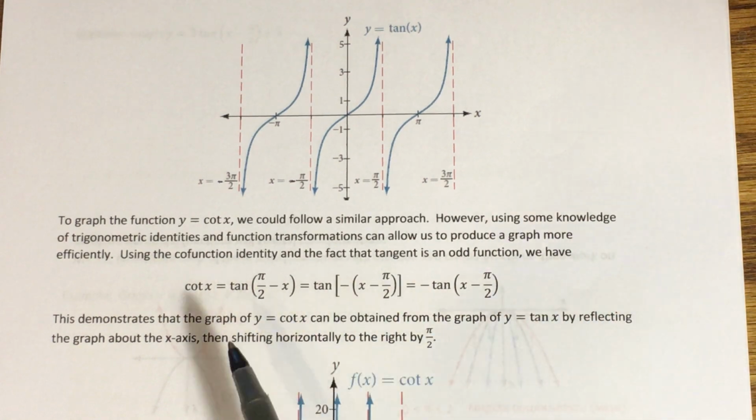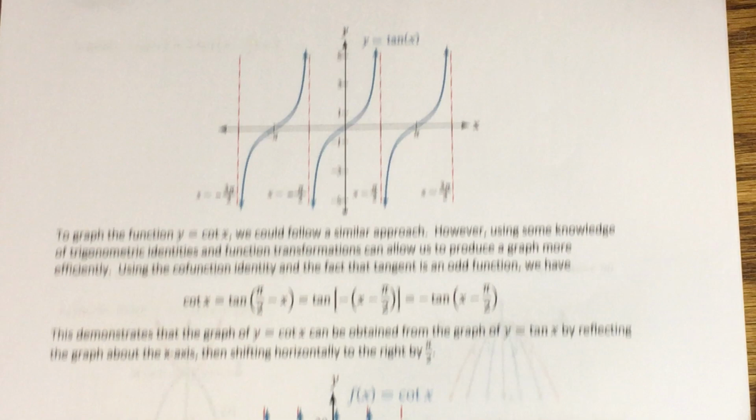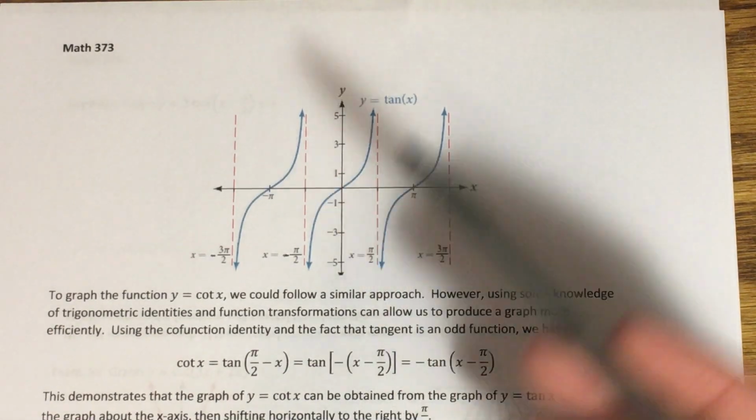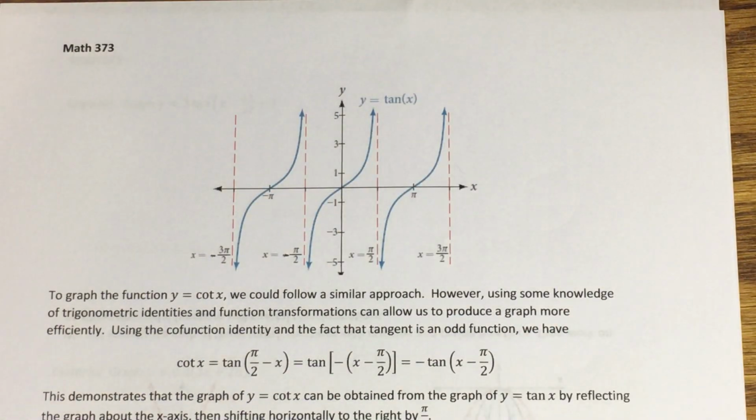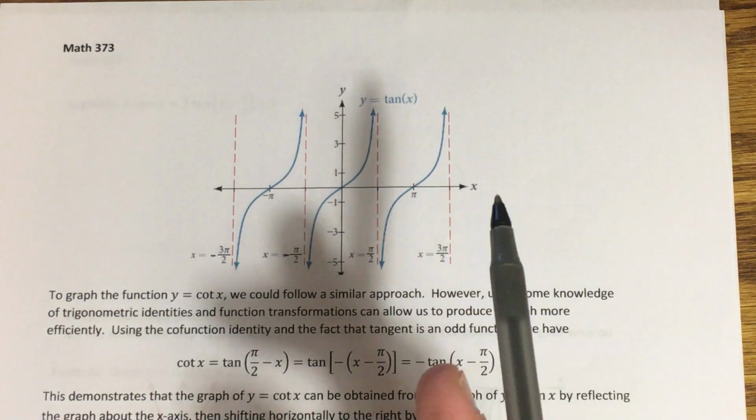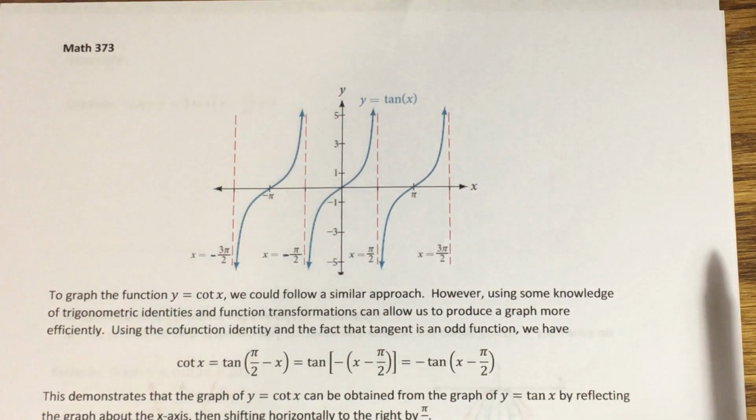So rather than plug in a bunch of numbers and get a graph of cotangent, I'm going to take the tangent graph that I already have, reflect it about the x-axis, and then move everything over to the right by pi over 2 units.